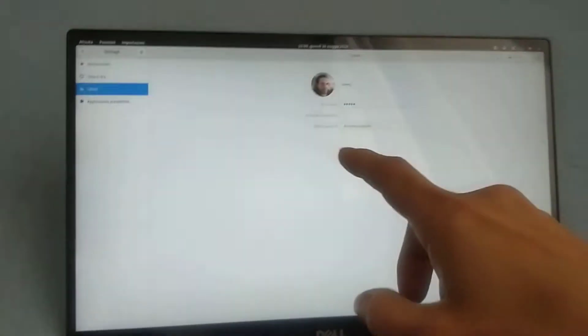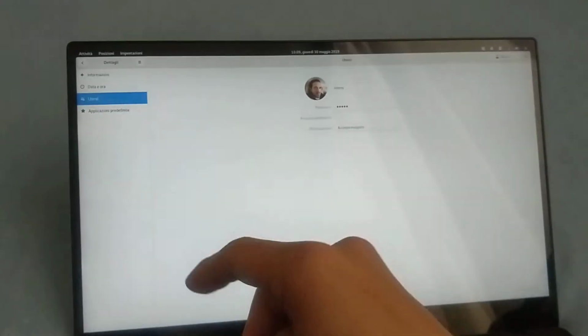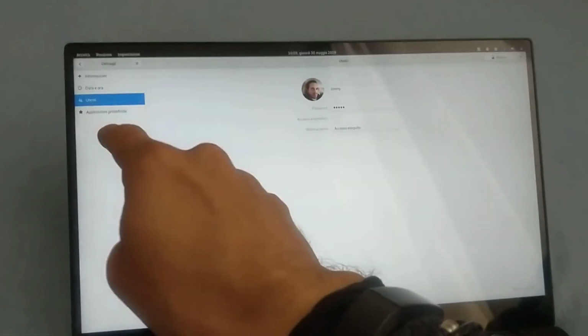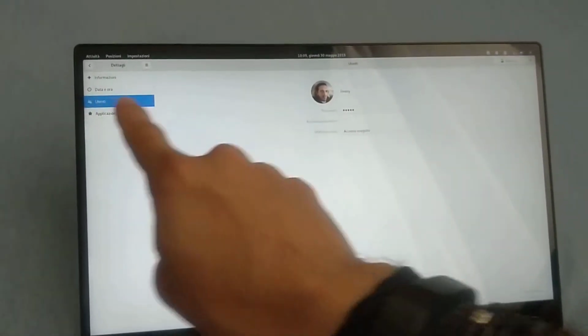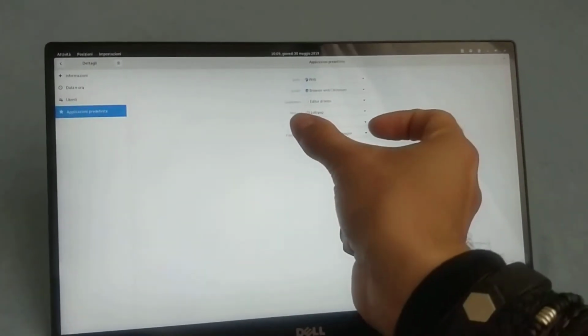Then users. Oh, don't look at my face. Very tiny. And yeah, is user a detail? Are you a detail in your operating system? And very tiny.